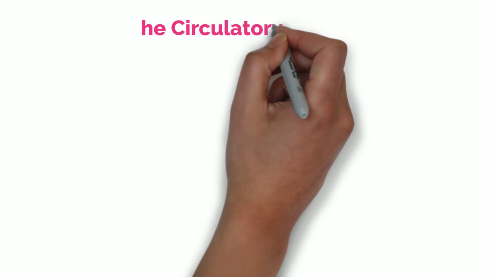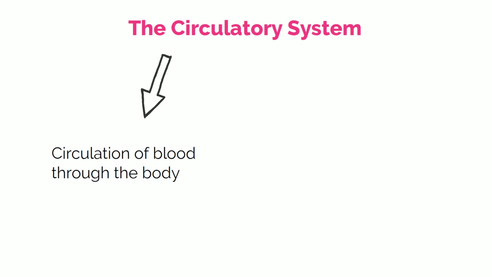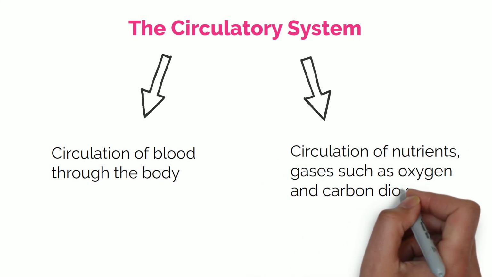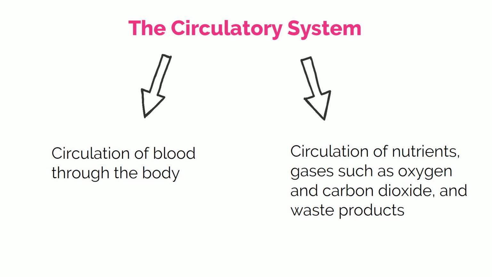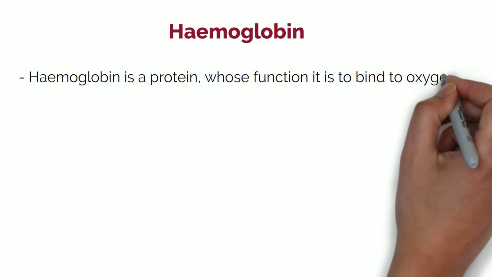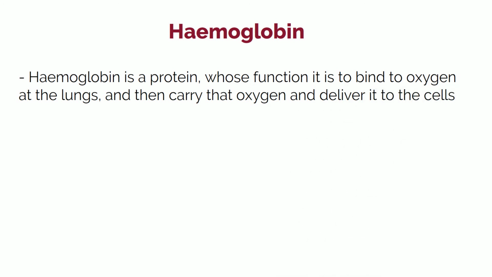Now let's talk some more about the circulatory system and some of its roles. This system is responsible not only for the circulation of blood through the body, but also the circulation of nutrients, gases such as oxygen and carbon dioxide, and waste products. One component of blood is hemoglobin. This is a very important protein whose function it is to bind to oxygen at the lungs and then carry that oxygen and deliver it to the cells.